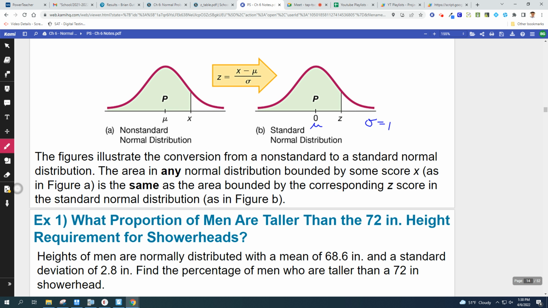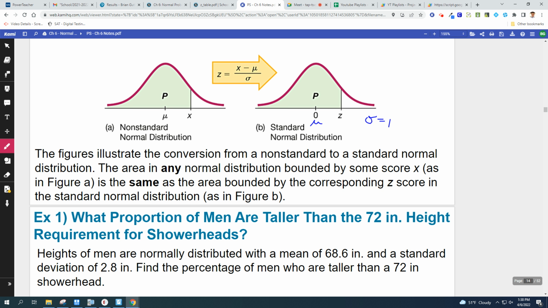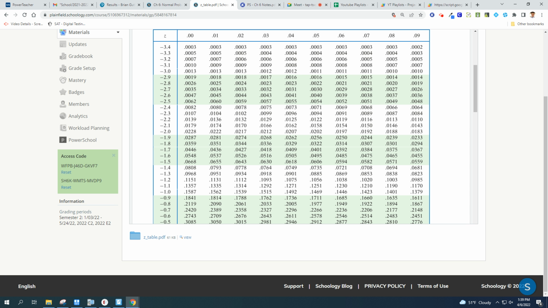So when you look at these two pictures, basically the one on the left is non-standard, and the only difference really is you've got some kind of mean, and you're going to have some x score, where in the standard normal distribution your mean is 0 and you're talking about a z-score. So you standardize it to get to the z-score, and you want to do that so you can look at that table. So we talked about this z-table with all these numbers. You have to get to the z-scores in order to use this table.